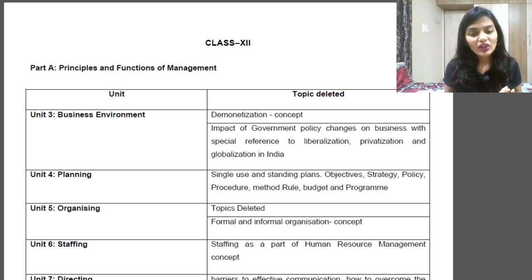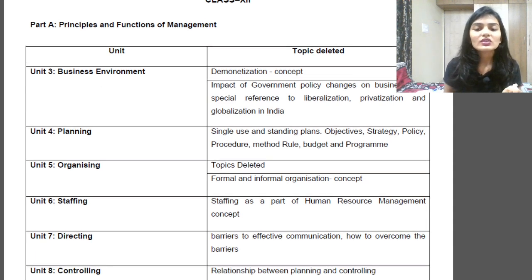Now, the next chapter is staffing. There is very little reduction that you can see in staffing. It is related to the part of the human resource management concept, which is generally not seen so much in the exams. It is a very side topic, as you can call it. So only that segment is deleted in staffing.